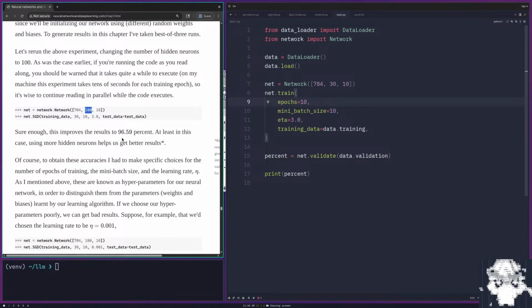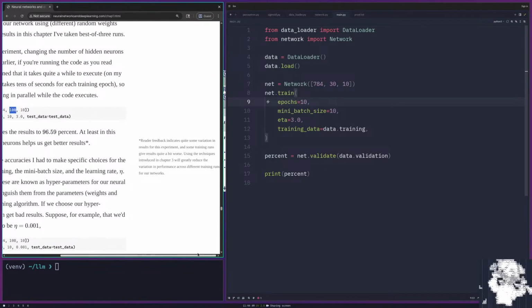Sure enough, this improves the results to 96.59%, at least in this case, using more hidden neurons to help us get better results. Footnote: reader feedback indicates quite some variation in results from this experiment, and some training runs give results quite a bit worse. Using the techniques introduced in Chapter 3 will greatly reduce the variation in performance across different training runs for our network.